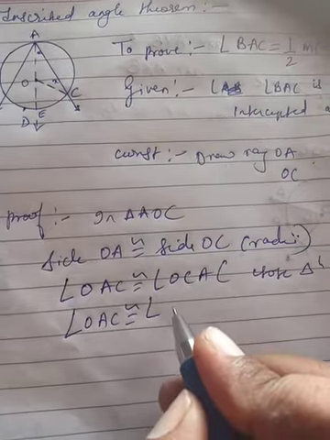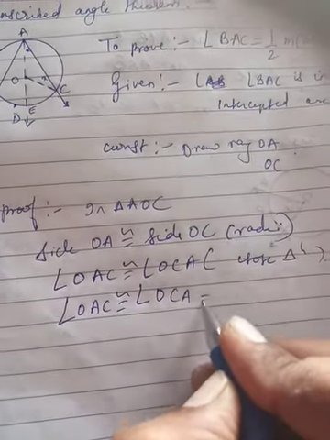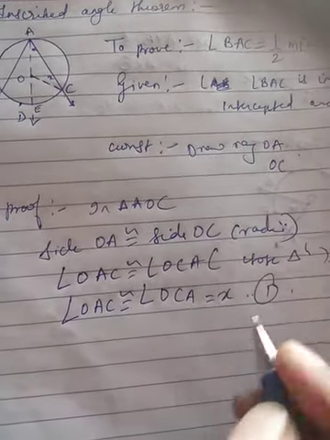After that, angle OAC is congruent to angle OCA. If you observe angles OAC and OCA, these angles are congruent to each other, and the reason is the theorem of the isosceles triangle. Angle OAC is equal to angle OCA. Let us assume it as x, and give it equation 1.